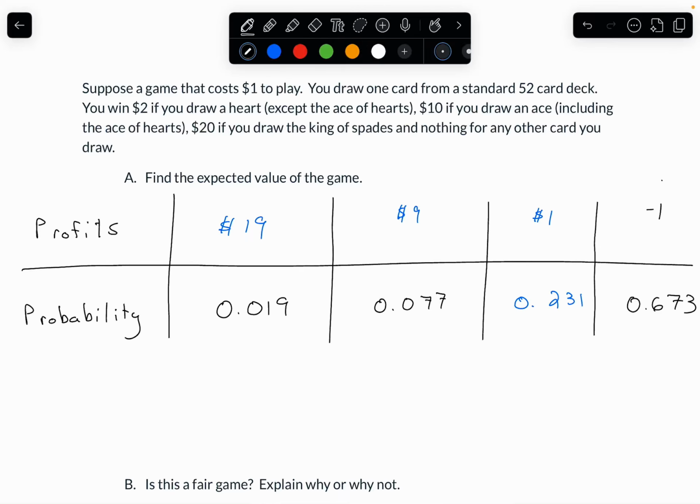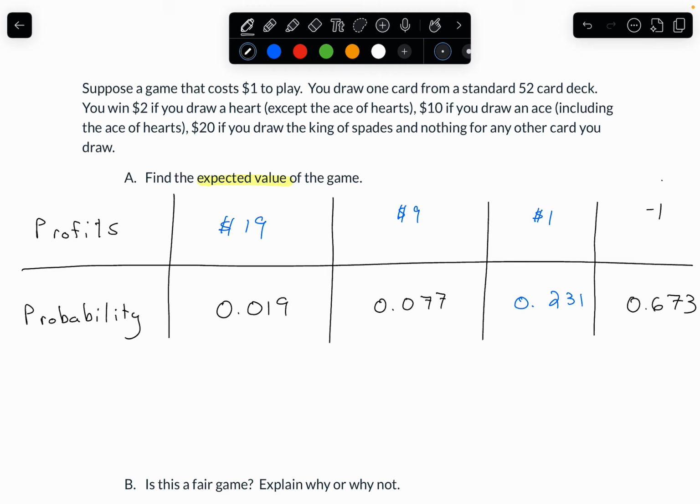We're going to continue working with the same card game that we talked about in the last video. It costs me $1 to play. We draw one card from a standard 52 card deck, and we can win various amounts of money depending on what it is that we draw. In this video, though, we want to talk about two things. We would like to talk about the expected value of the game and then whether the game is fair or not. So looking at part A, it just says find the expected value of the game.